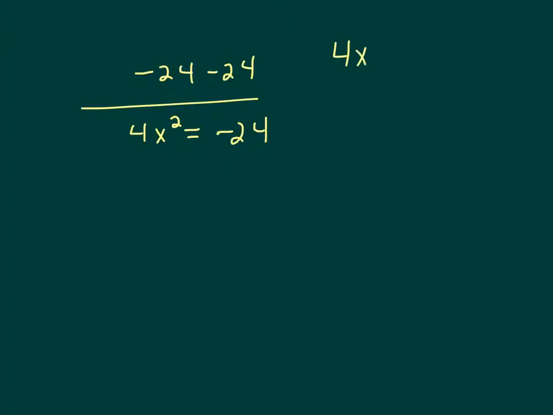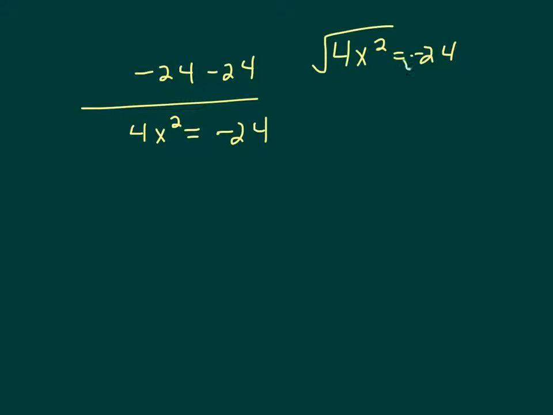Number 6, 4x squared plus 24. Again, we're going to solve by taking square roots because there's no linear term. So it's 4x squared equals negative 24. Now, you can take the square root right now. You just have to be careful.